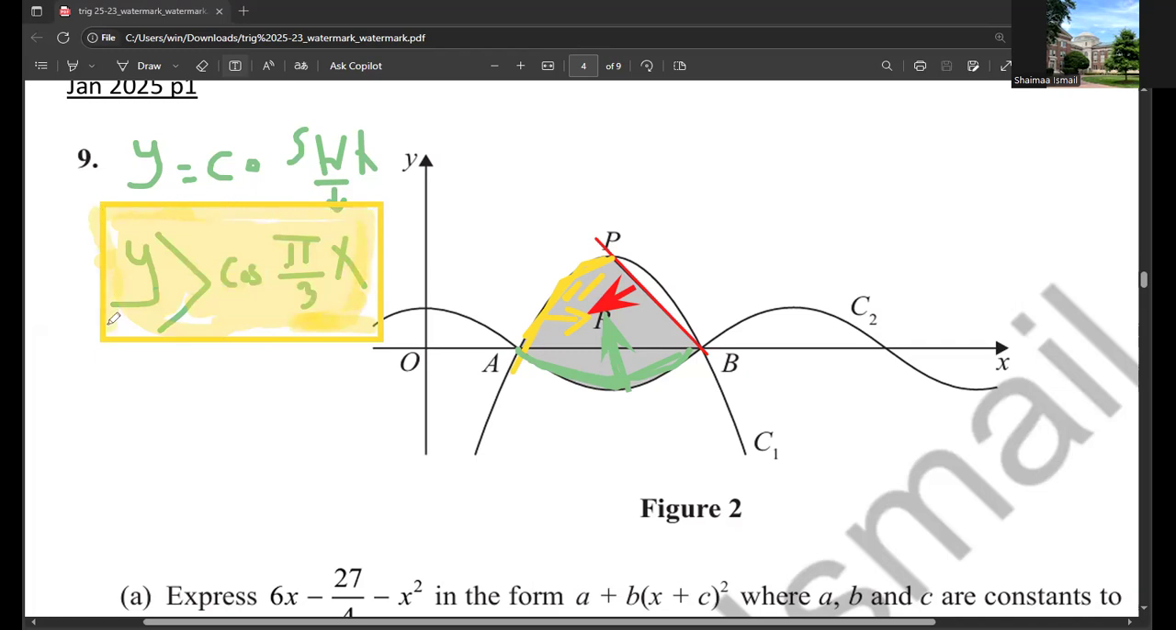Okay, the second equation. We did the green part. Let's move to the yellow part, which has this equation. So we can say y will be less than the same equation, 6x minus 27 over 4 minus x squared. By writing these two equations, you have 3 marks in your pocket.